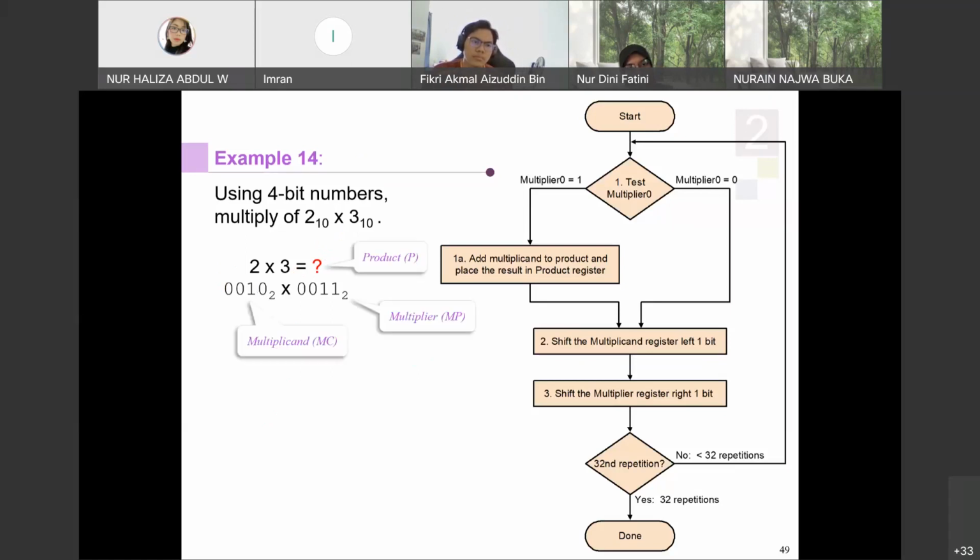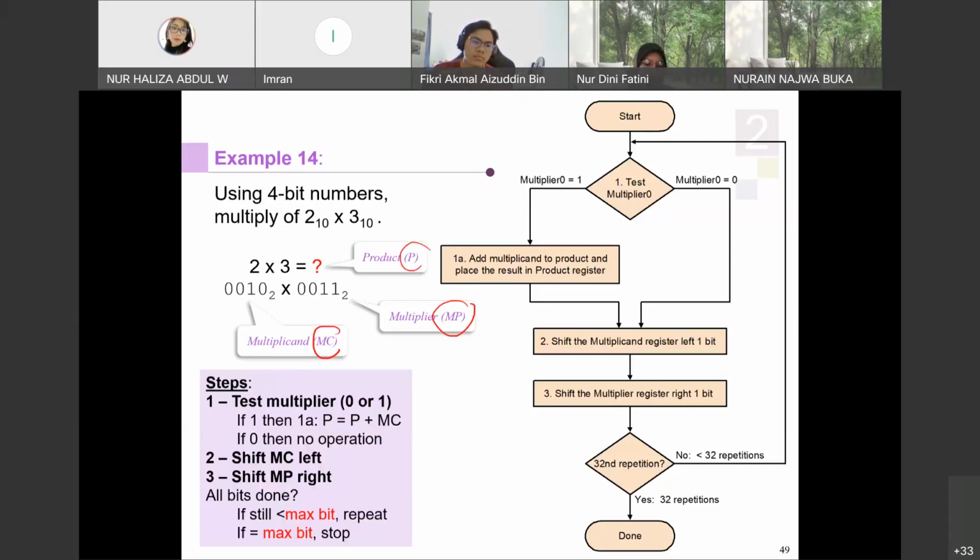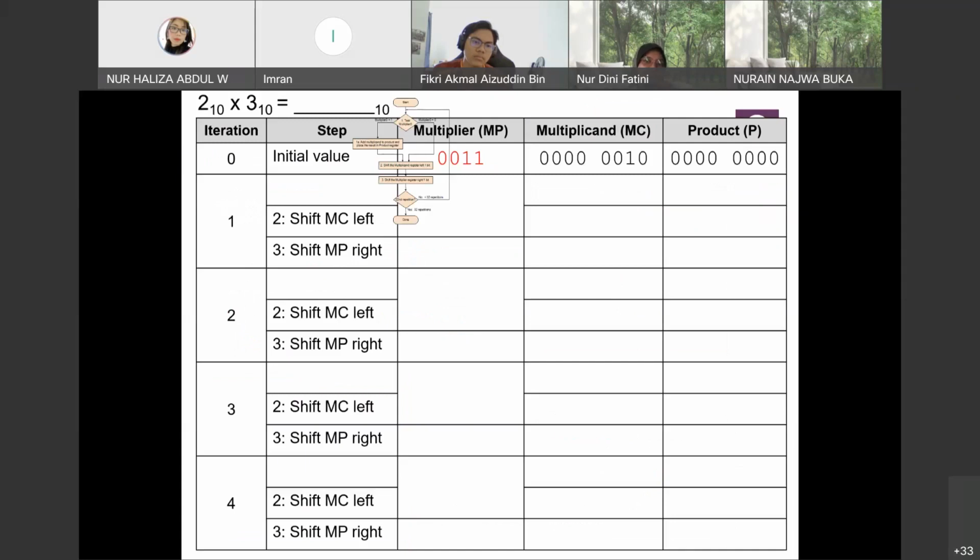And you need to know where the multiplicand is. We call this MC. Where is the multiplier? MP. Where is the product? And you are going to put all of these in this table. Okay, in the COA subject, normally this question will come in your part B.